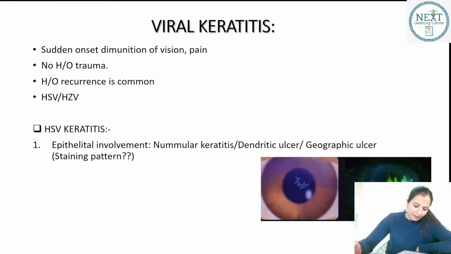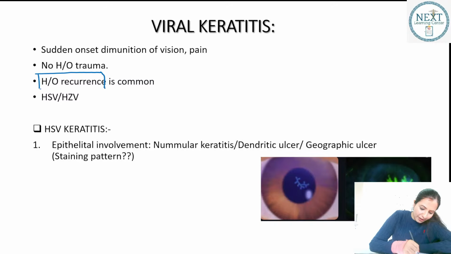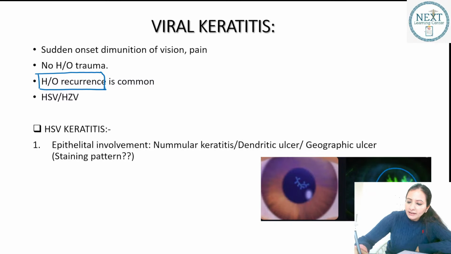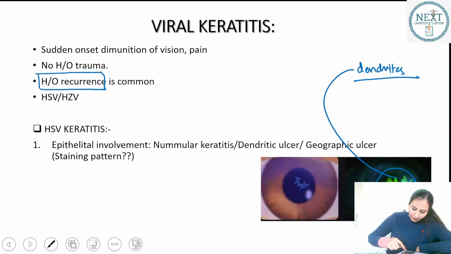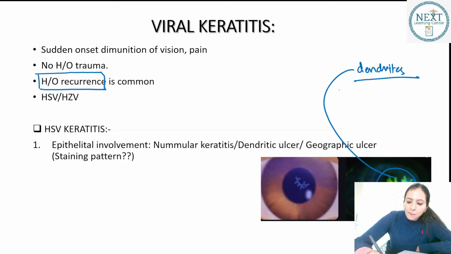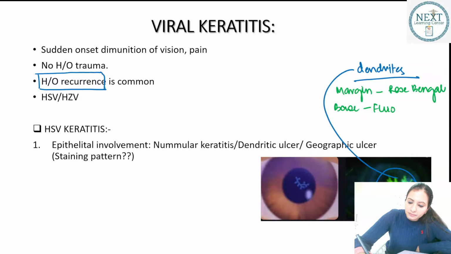If we talk about viral keratitis, there will be a history of recurrence and there will be characteristic formation of these structures, which you call dendrites. Now the question that arises is, in exam, what they ask about dendrites is, for the dendrites of the viral ulcer, the margin will be stained by rose bengal stain and the ulcer base will be stained by fluorescent dye.